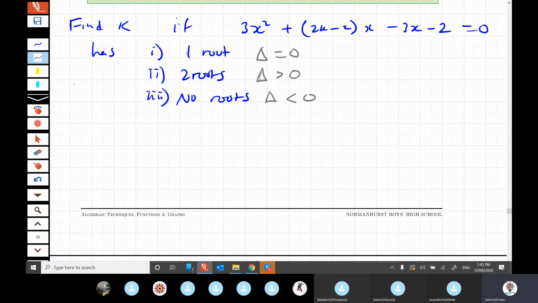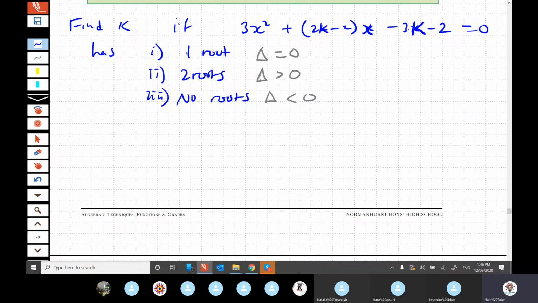Is the 3x supposed to be a 3k? Say that again. Oh, at the end? Yeah, that should have been a k. Thank you. Otherwise, there'll be a big problem, wouldn't there? You can't have x's in there.